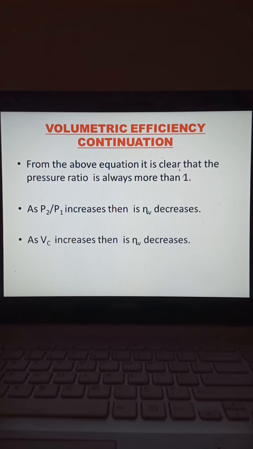If the pressure ratio is less than 1, the value of volumetric efficiency will increase. So the value of P2 divided by P1 is always more than 1, because P2 is the discharge pressure, the main purpose of a compressor is to increase the pressure, and P1 is the suction pressure. And as P2 by P1 increases, the volumetric efficiency decreases.